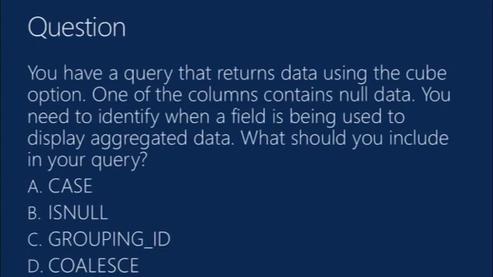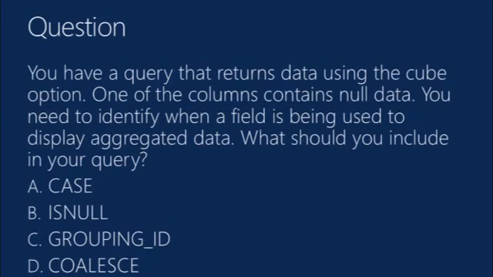So one of the columns contains null data. You need to identify when a field is being used to display aggregated data. What should you use in your query? Because if you remember, by default, what's going to happen when it's displaying aggregated data? It's going to be showing null. You're going to see a null value for the aggregations.